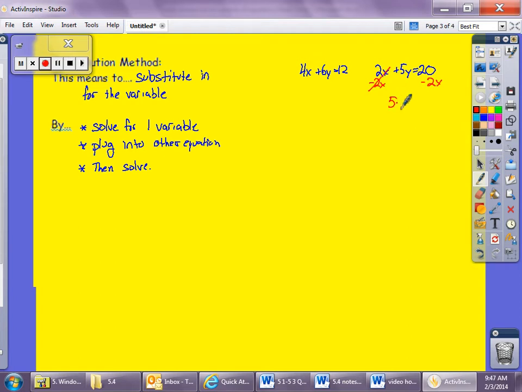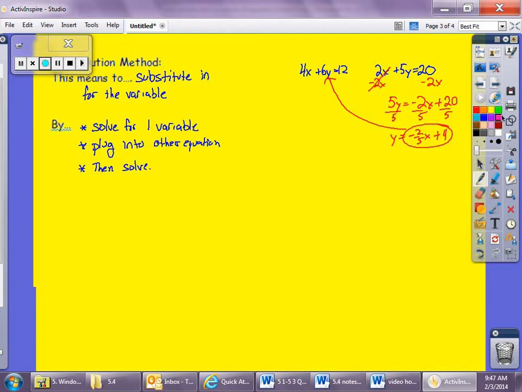So I have 5y equals negative 2x plus 20. Divide by the 5. y equals negative 2 over 5 x plus 4. Now, I solve for my variable, and we plug it into the other equation. I take this and I plug it all in for this y.